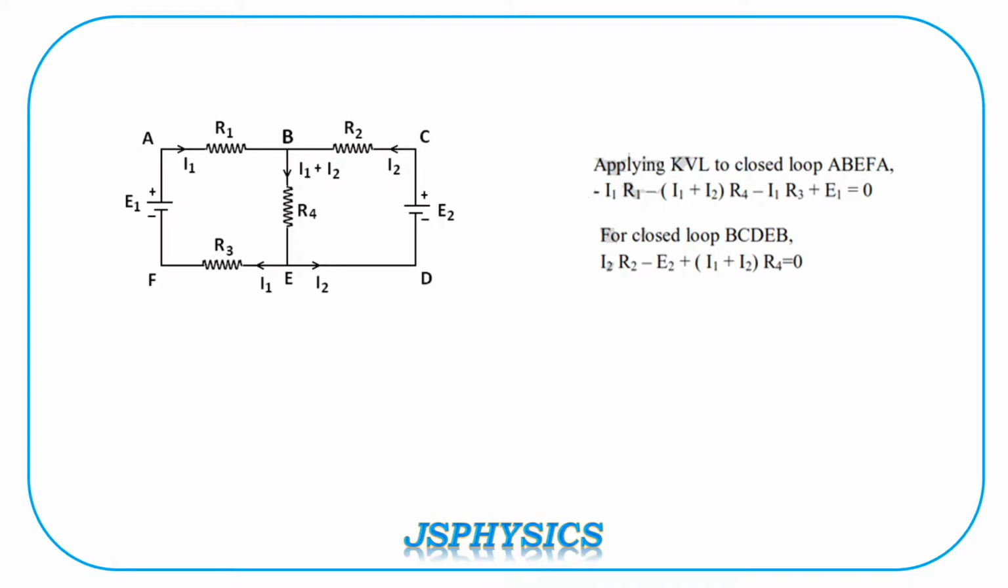Now apply Kirchhoff's law to A, B, C, D, E, F, A. Apply Kirchhoff's law to this loop. Pause the video, write the equation, and then check it. You should be able to get this equation very easily, right? That means for each and every loop, we will be getting one equation.